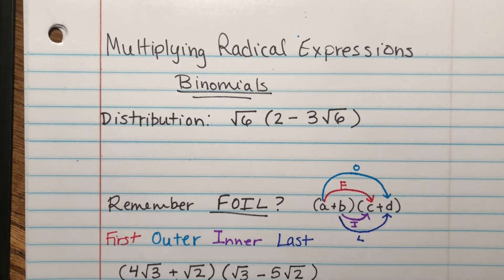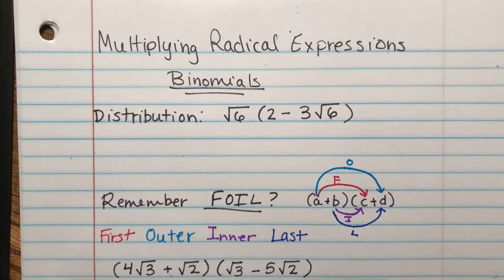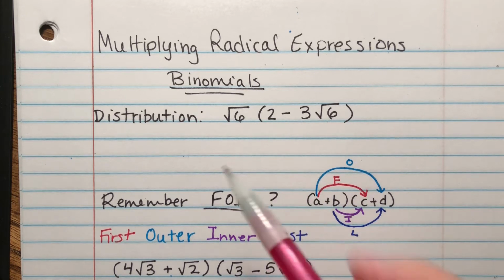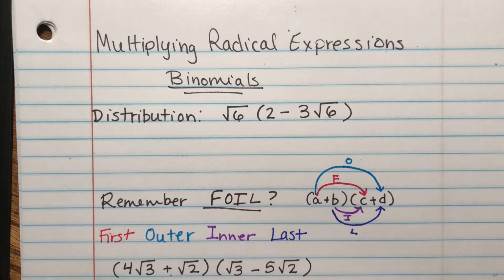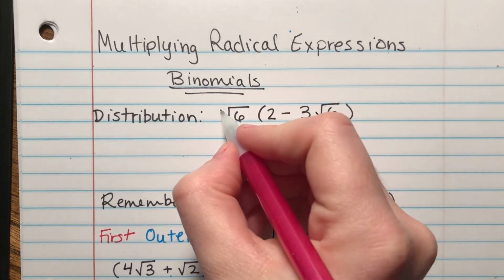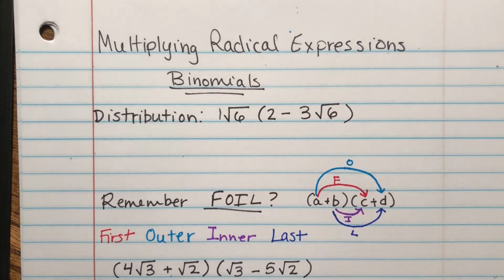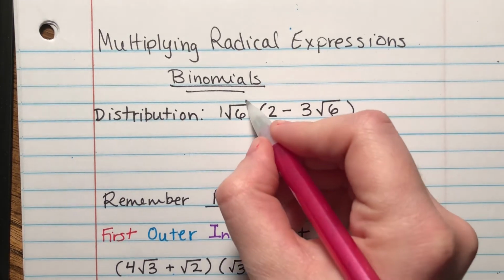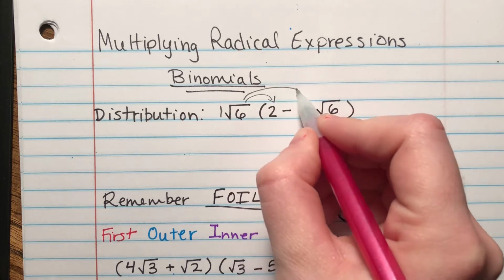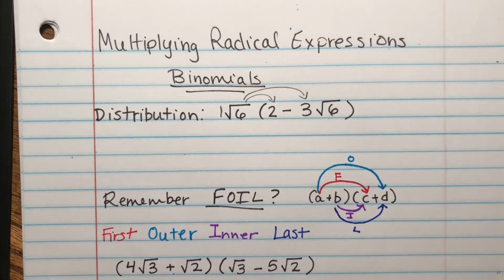So the first example would be distribution. Remember, we multiply coefficients by coefficients and radicals by radicals. What I mean by that is my coefficient here would be 1, right? Because there's no coefficient with it. So I'm going to distribute this to both terms, right?